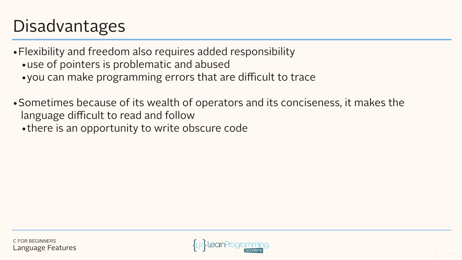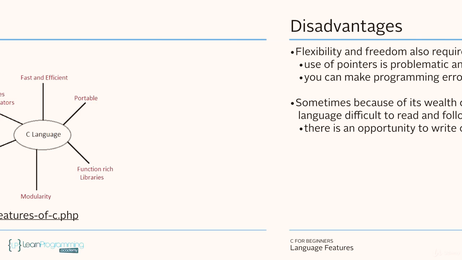Other things, because of its wealth of operators and its conciseness, it makes the language difficult to read and follow sometimes. For the most part, C is very easily readable. But if you use a lot of these different operators, that can make it more complex. So there's an opportunity to write obscure code, but any language can be badly written. You can use the English language when you speak and you can have bad grammar. It's no different when you use a programming language. But some say with C it's a disadvantage because of all these operators. It could be, if you use it incorrectly, it can be harder to follow the code.